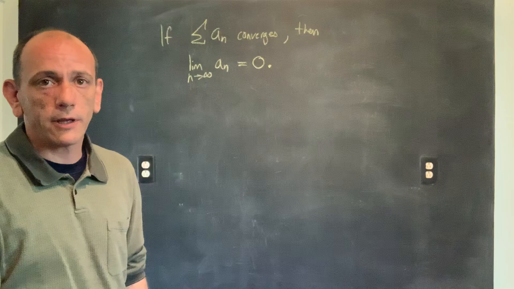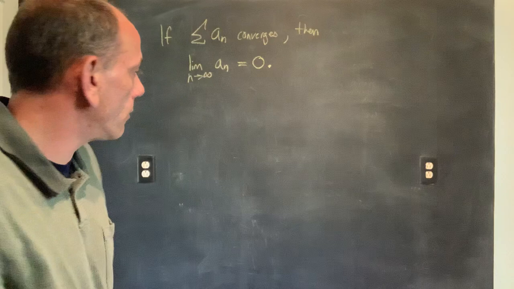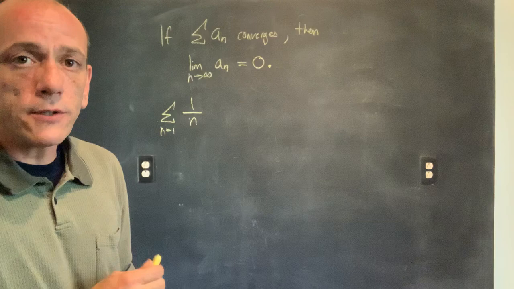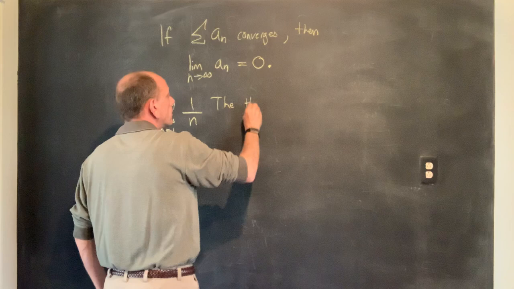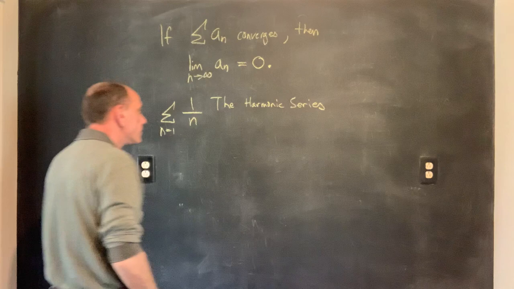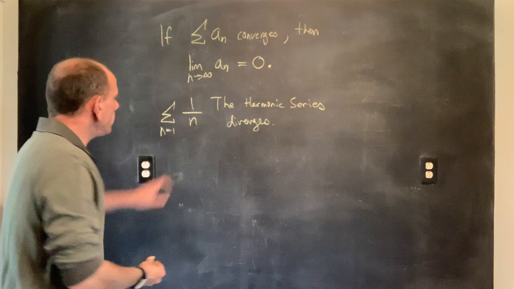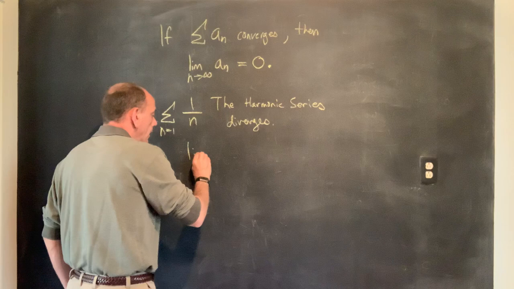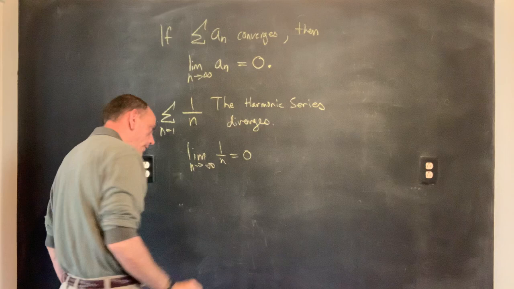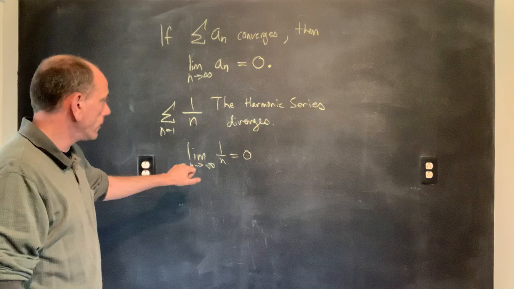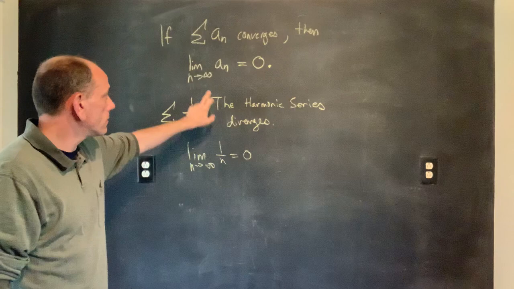There is a series in particular, the harmonic series, that we'll talk about more in a minute. The series 1 over n, n equals 1 to infinity. This series diverges. This is called the harmonic series. It's a really important series, and a really important counterexample. The limit as n goes to infinity of 1 over n is clearly 0, but the series diverges, and we'll prove that in a minute. The terms do go to 0, but the series diverges. So going to 0 is not enough, but it has to be.